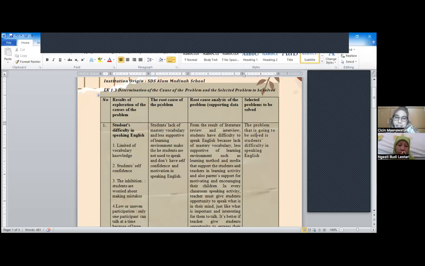Sorry. Miss Gusti, the root cause of the problem is from the result of exploration of the cause of the problem. Why does it happen? Because of the students' lack of mastery of vocabulary and a supportive learning environment that makes the students not used to speaking and they don't have self-confidence and motivation in speaking English. Like that.